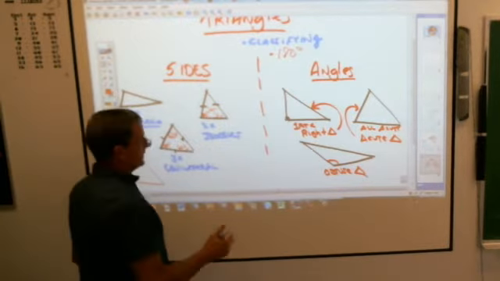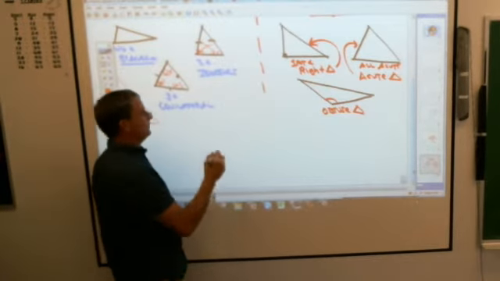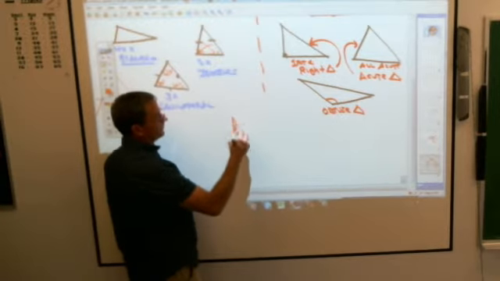That puts us to the next thing about triangles, and that is how to find the area of a triangle.